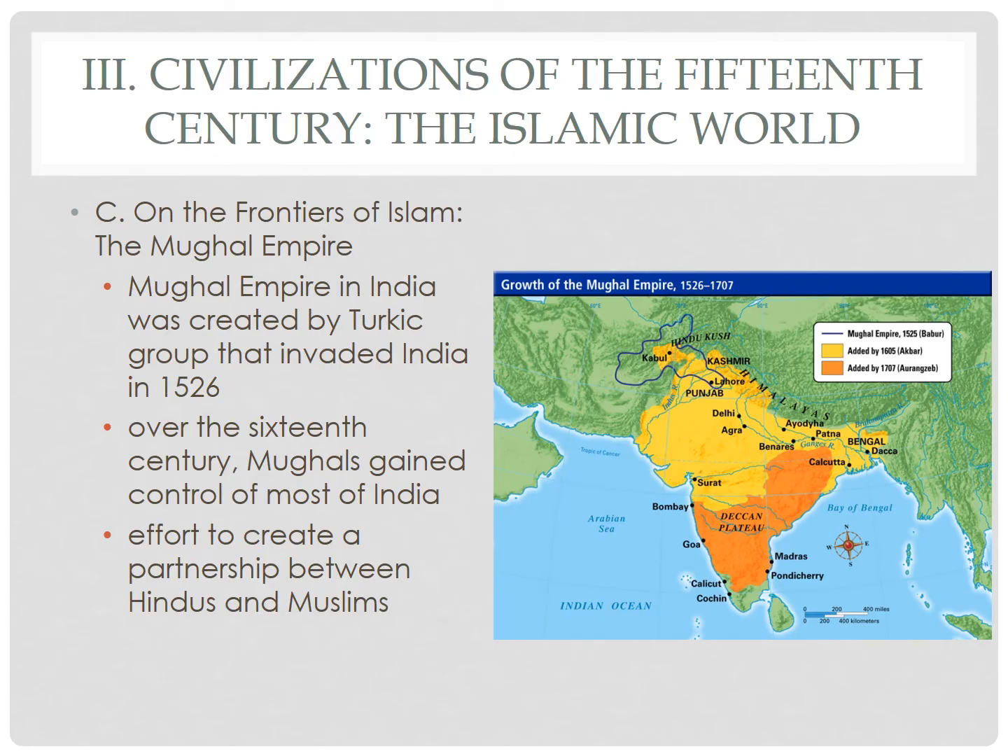There is also a large Muslim empire in India, the Mughal Empire. It was created by a Turkic group that invaded India in 1526, and over the 16th century, they gained control of much of India. And you can see the map here shows you the different stages in which they built their empire, and it will eventually include much of India. And here they did make a considerable effort to create a partnership between Hindus and Muslims. However, of course, there were religious tensions that are actually ongoing within the Indian subcontinent to this day.